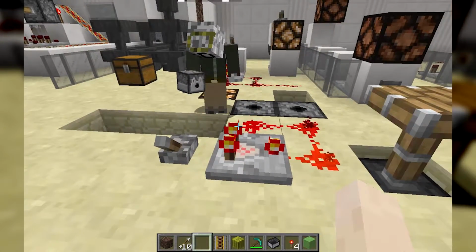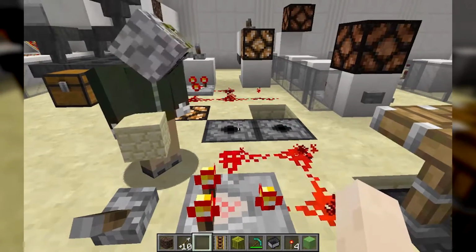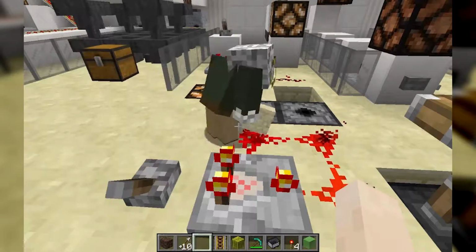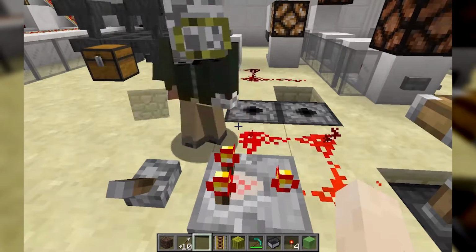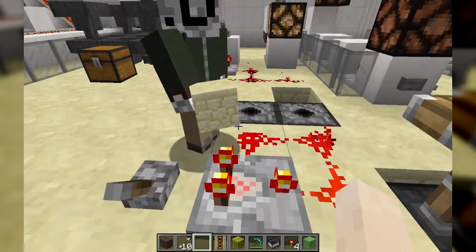Oh, and it's just next to the lever, so I need to move it over here. So the reason it didn't work, so this is like knowing about how redstone works so that you can fix your stuff, is because it was powered by the lever. So this toggling on and off was happening, but it was already powered by the lever, so it couldn't register anything else.